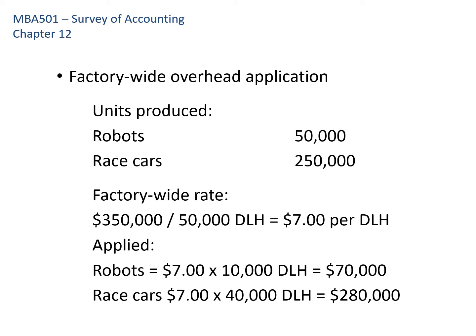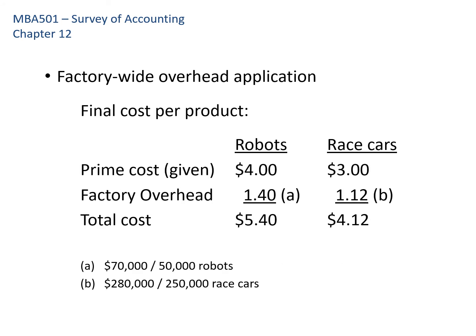When I look back to how many labor hours I'll spend on each of those two products, that means I will apply 70,000 in cost to robots, I'll apply 280,000 in cost to race cars. So now I want to figure out, what do my robots cost and what do my race cars cost? So I'm going to use prime cost, and prime cost is actual direct material and direct labor, so costs that I can directly trace to the product. In this example, that's $4 for robots and $3 for race cars.